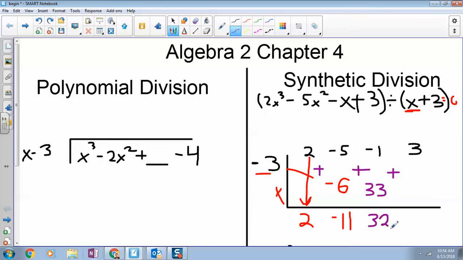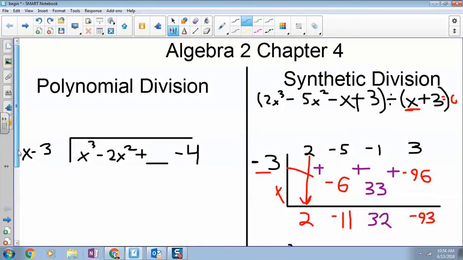Alright, after we get that, we're going to multiply again. So now we're going to multiply negative 3 times positive 32, and that's going to give us negative 96. Alright, so after that, all we do is add. So 3 plus negative 96 is negative 93. Alright, now these are our coefficients. So if you slide down, this is going to be our answer.